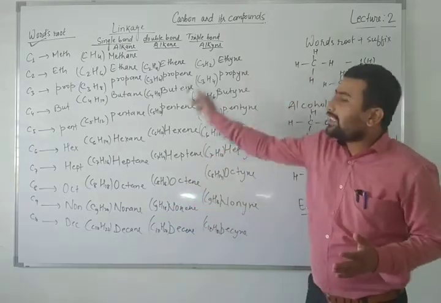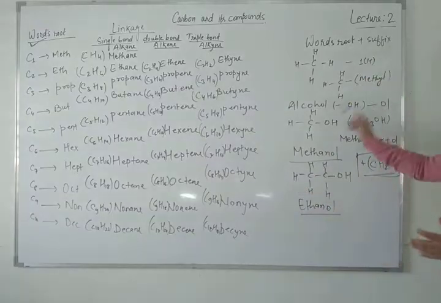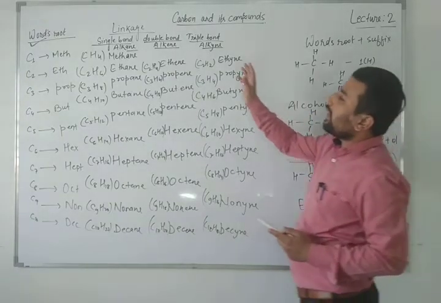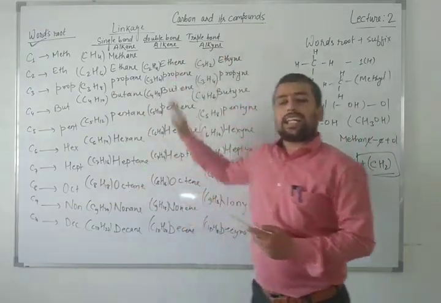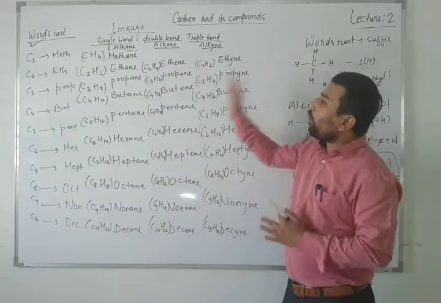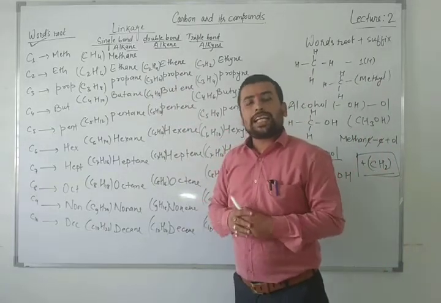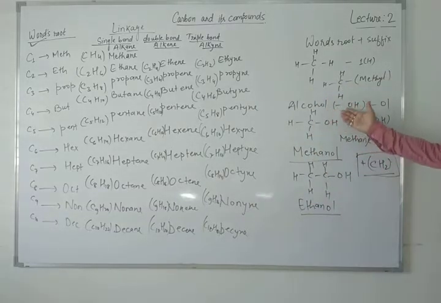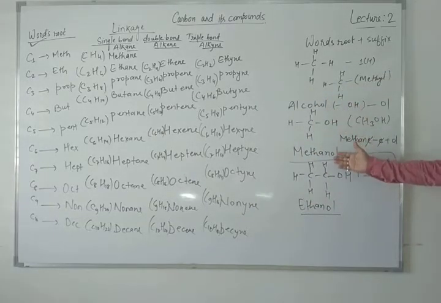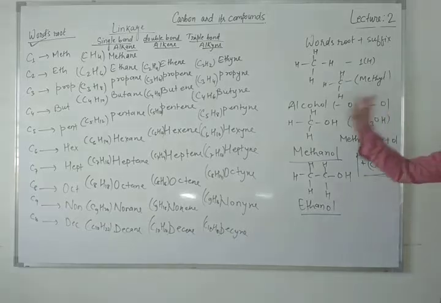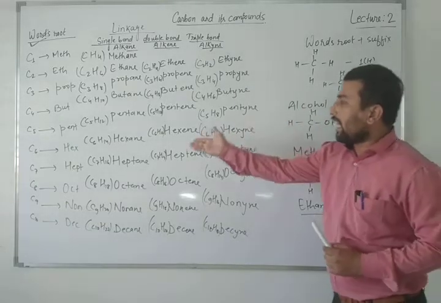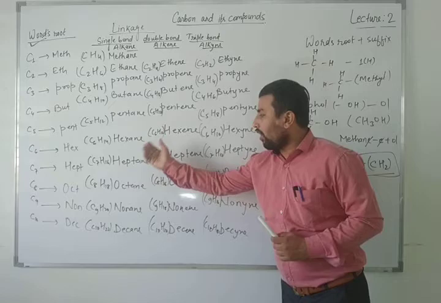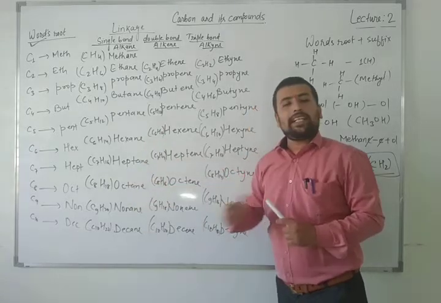Similarly, all the functional groups are friends of the alkane, alkene and alkyne groups. When they go and add to that alkane, alkene or alkyne group, they become a new compound called alcohol: methanol, ethanol, propanol, butanol, pentanol, hexanol, heptanol, octanol, nonanol and decanol.